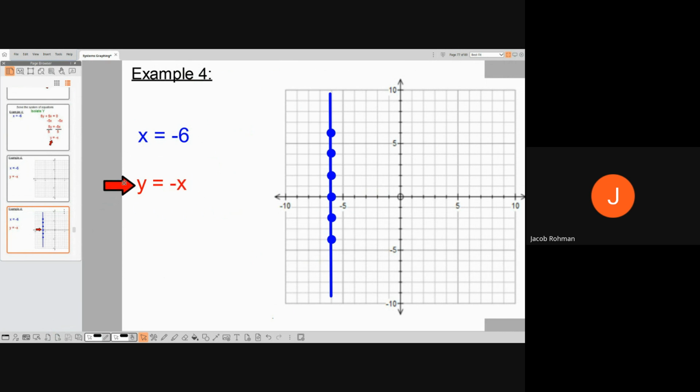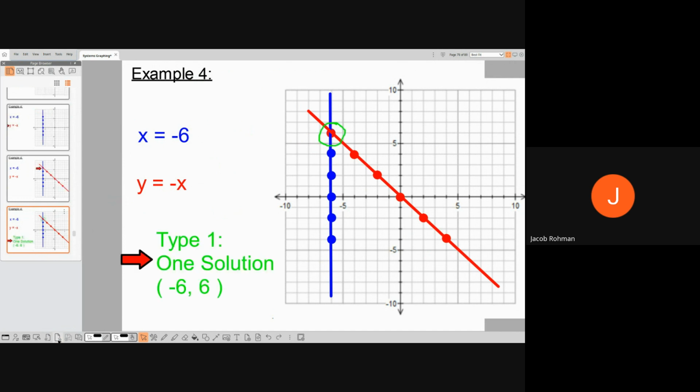Now this red one, you have a slope of -1 and a y-intercept of 0. So notice we started the y-intercept at 0, 0, and we have a slope of -1, which goes down 1 to the right 1, down 1 to the right 1, and so on and so forth. Okay, now where they intersect is that point right there, which they share that solution, and that's the ordered pair -6, 6.